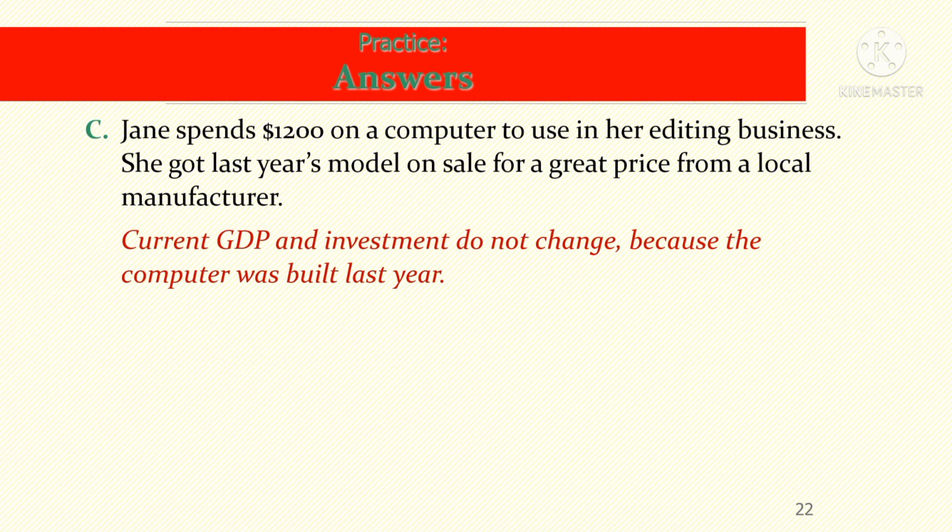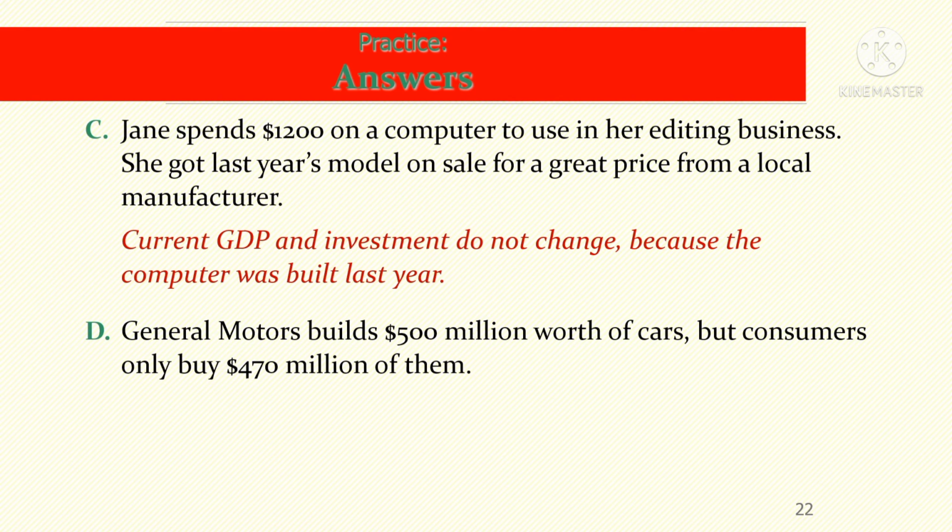So here, Jane's purchase causes investment for her own business to increase by $1,200. However, the computer is sold out of inventory. So inventory investment falls by $1,200. And the two transactions cancel each other, leaving aggregate investment and GDP unchanged.